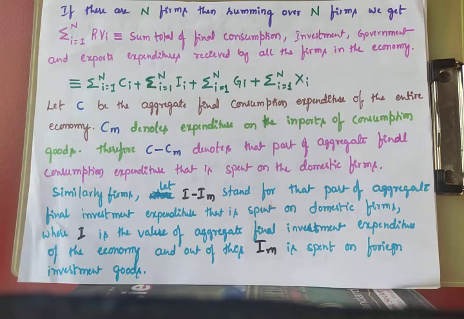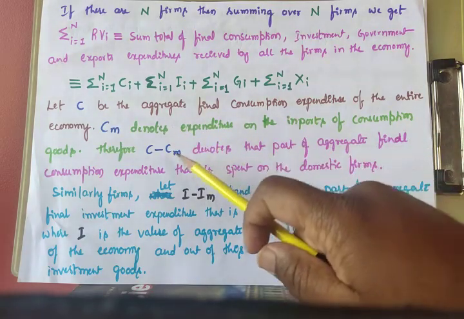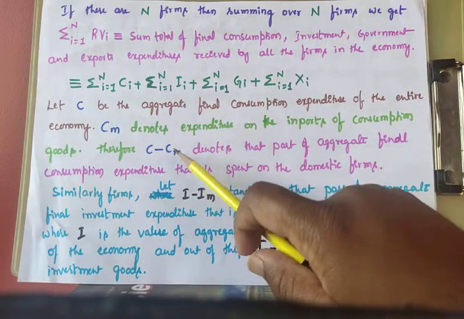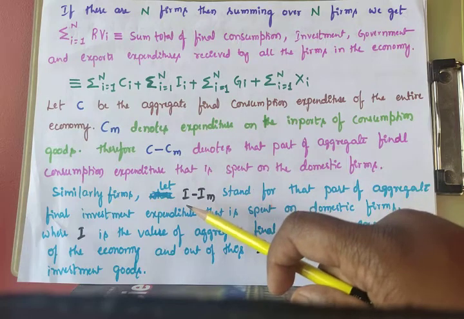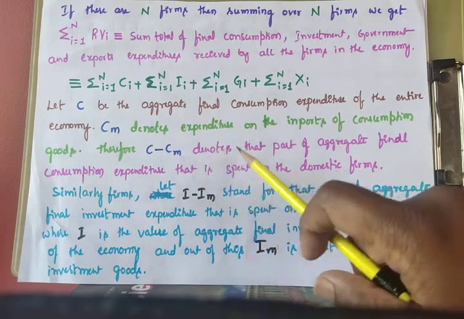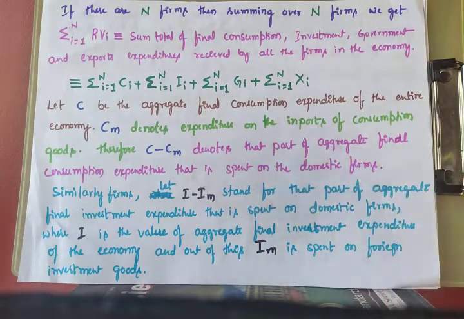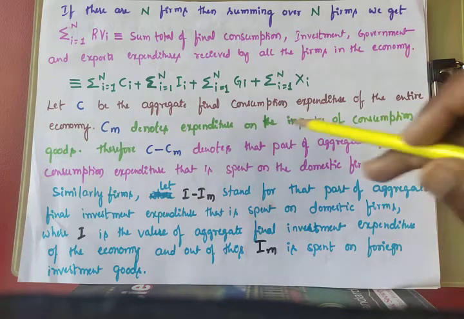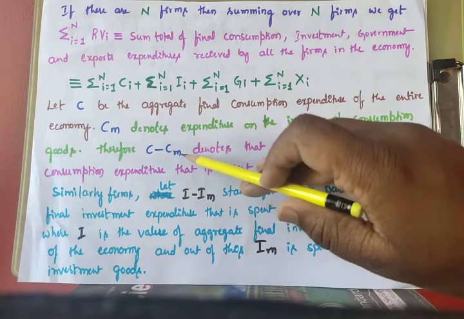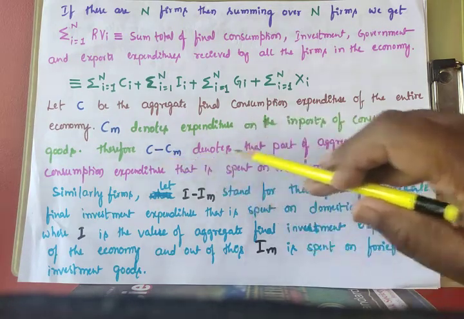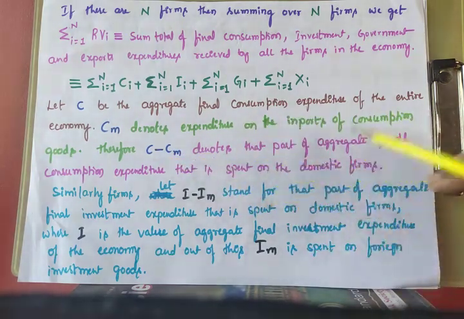In that we should deduct which one? Imports. We should deduct the imports. That's why C minus CM. See, C minus CM denotes that part of aggregate final consumption expenditure spent on domestic firms. Okay, we are not spending on foreign countries, we are spending on domestic firms. That's why we should deduct the imports. We should calculate only what is spent on domestic firms.